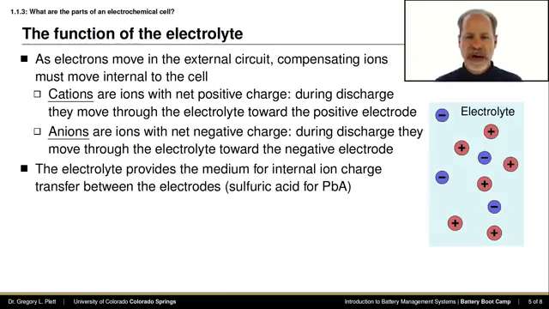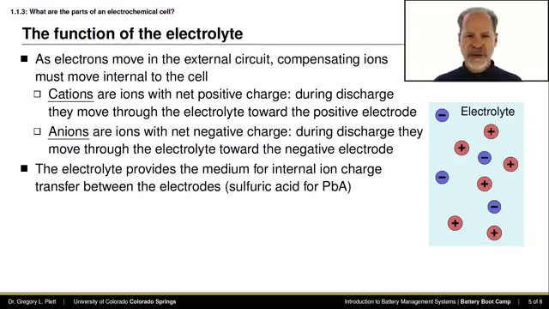Particles with a positive charge or a negative charge cannot simply jump from one electrode to the other. They need some kind of medium through which they can move. And this medium in a battery cell is called the electrolyte. It allows the positive ions and the negative ions to exist in a charged state inside of itself and to allow them to move back and forth through this cell.